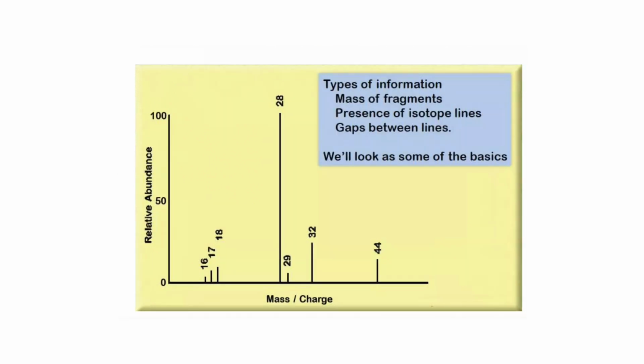So what are the types of information you can get from this graph? You could get information about the mass of the fragments and the presence of isotope lines and gaps between these lines. So let's look at some of the basic information.